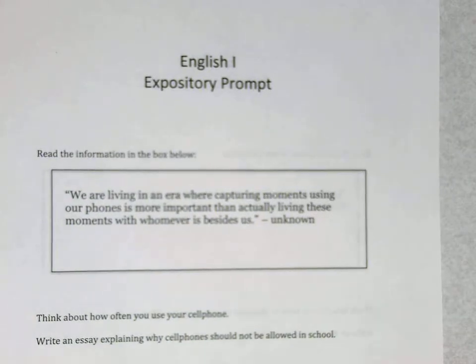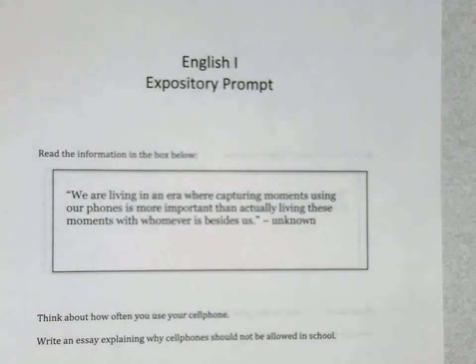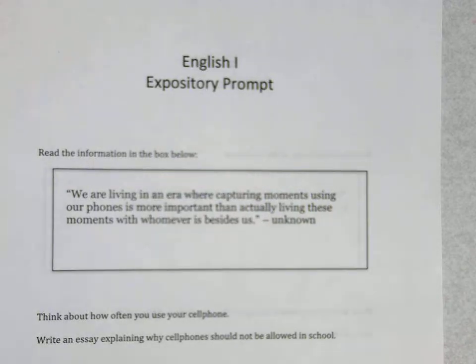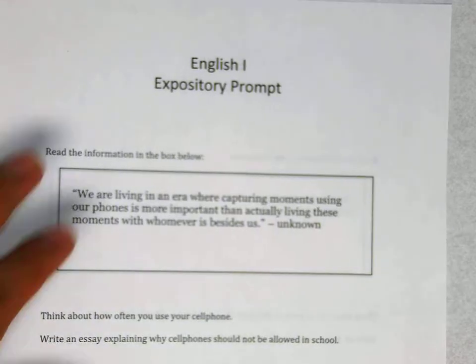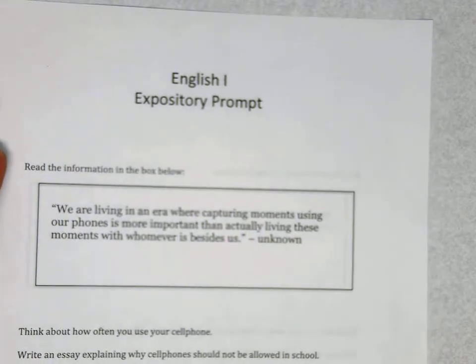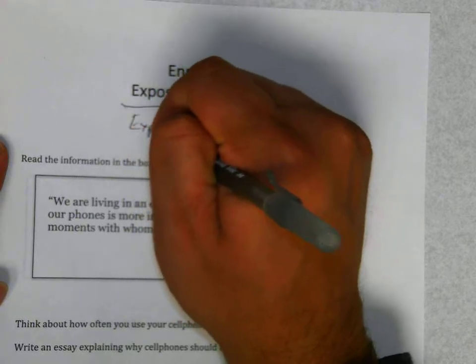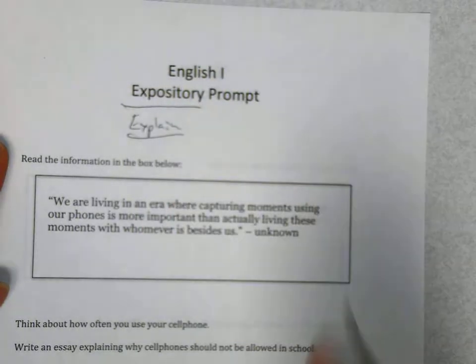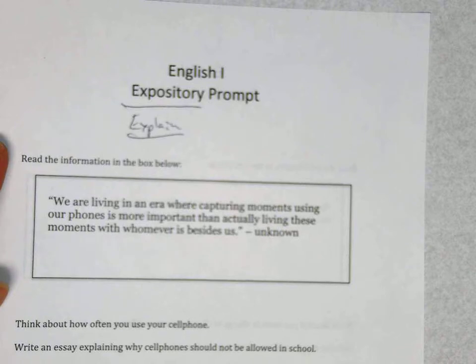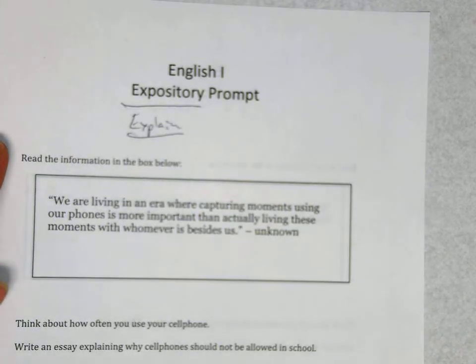Okay, good afternoon. Today we're going to be working on a 3-step process to help you write your expository prompt. This is merely step 1, and it's the most important step, at least if you ask me, and this is actually busting the prompt. So we know that this is an expository prompt, so we need to explain something. So when you explain something, you're just kind of telling us why it is the way it is. You're not necessarily telling us if it's good or bad.